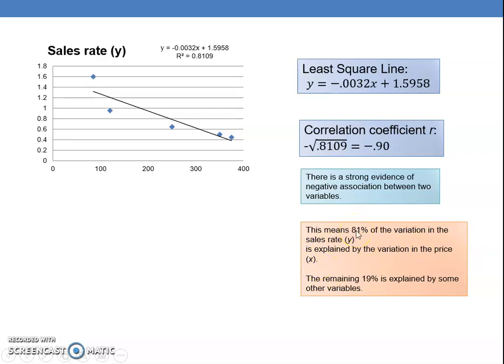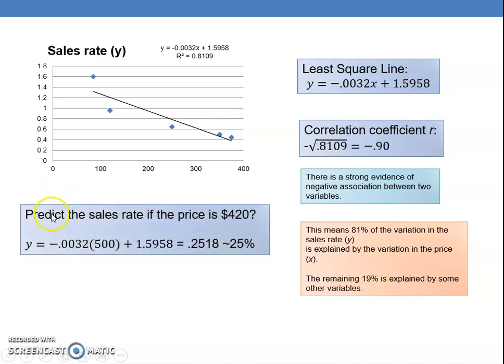So what is the remaining number? You want to go up to 100%. So 100% minus 81% will give you 19%. So meaning there is still 19% that is explained by some other variables, right? So can you think of some other things that can affect the sales rate of the handbag? Can you think of other variables that you can measure, that has to be quantitative, that can affect the sales rate? Because you still have that remaining 19% there that's unexplained.